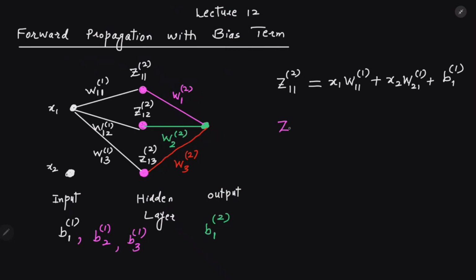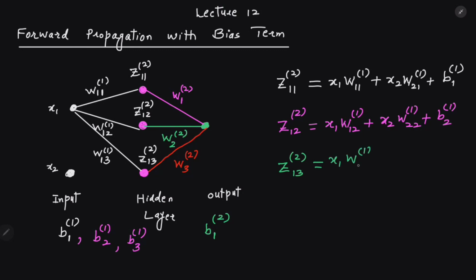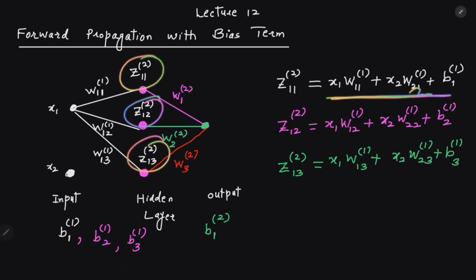For the second one, I can simply write Z2 1 2. Remember, we did not apply the activation function. That will be x1 W1 1 2 plus x2 W1 2 2 plus b2 1. Then we have Z2 1 3: x1 W1 1 3 plus x2 W1 2 3 plus the bias b1 3. So this was the calculation for Z2 1 1. We calculate these values from these equations.